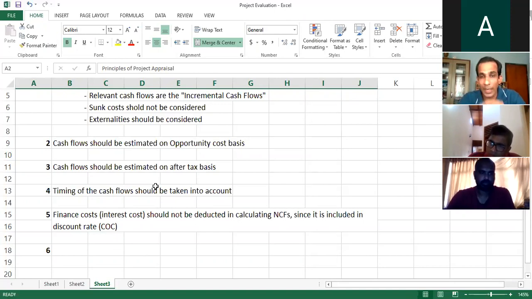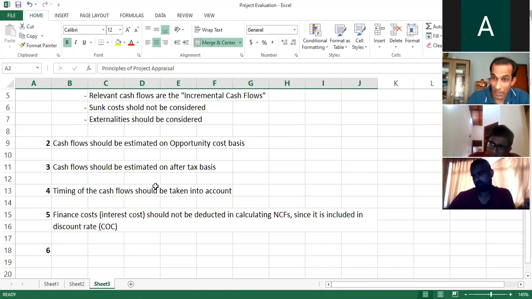Or we can estimate cash flows after ignoring inflation, right? Suppose currently the company has calculated the price of the product it is going to sell. Then if the period of the project is 5 years, what they can do is incorporate inflation.